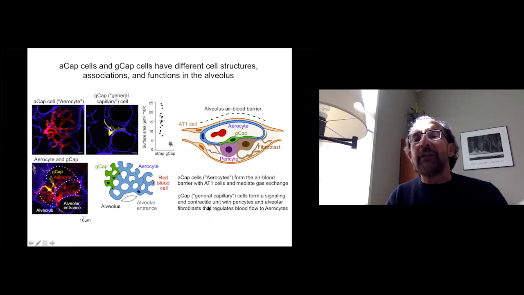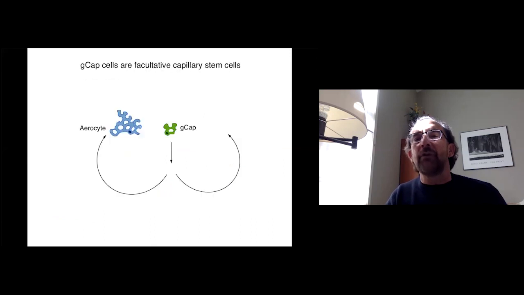Now, it turns out that these G-cap cells also have one other completely unrelated but important function, and it's shown on this next slide here. These G-cap cells turn out to be the stem cells of the alveolar capillaries. That is, slowly over time during homeostatic normal life, G-cap cells will proliferate and give rise to aerocytes and also self-renew.